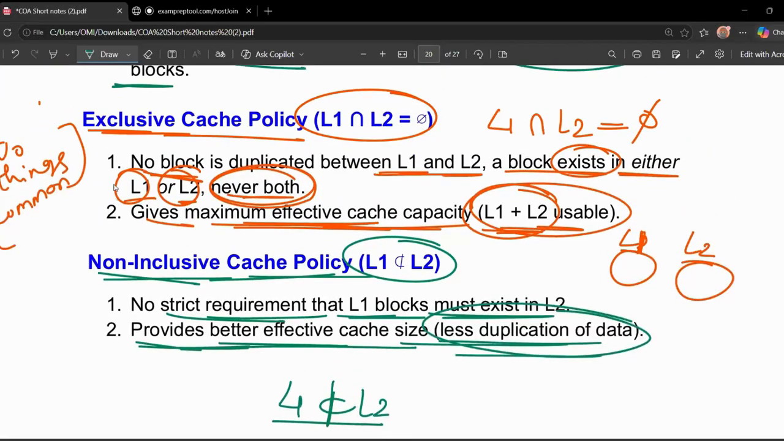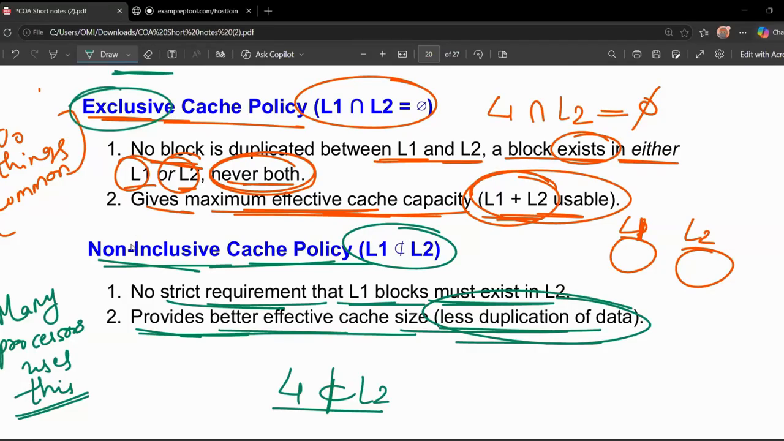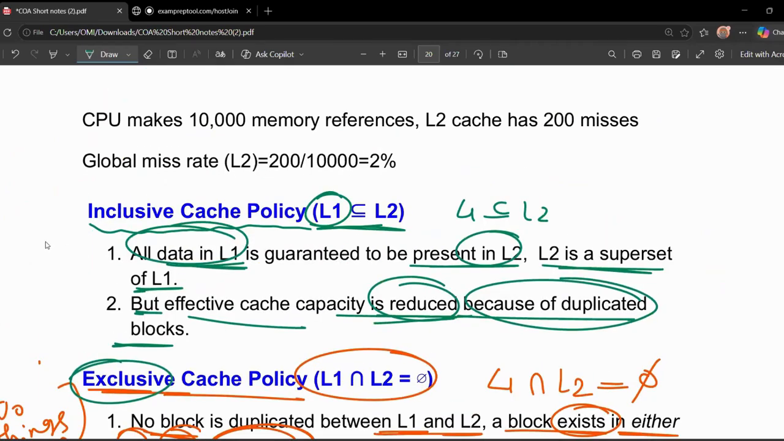And if you look into your processor, many processors use this. Some processors still use exclusive, but many processors use non-inclusive. And none of the processors in your latest processors use this. This is not used.